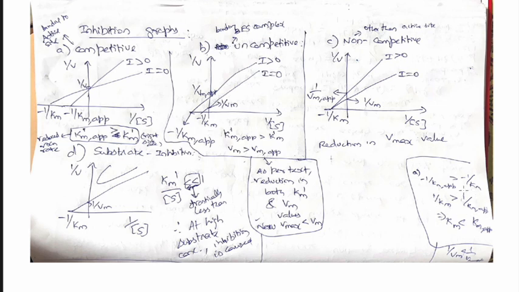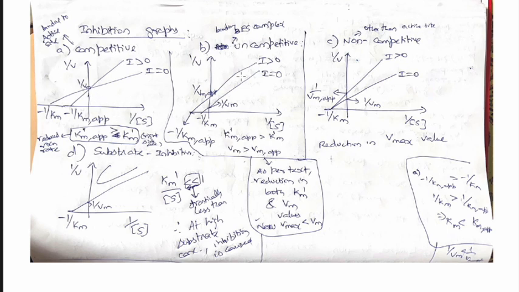So 1 by Km is greater than 1 by Km app, because for example minus 1 by 3 is greater than minus 1 by 2 means that positive 1 by 2 is less than positive 1 by 3. That is what is represented here. Which means when we take again the reciprocal, then Km will be less than Km app. That is, 1 by 2 will be greater than 1 by 3, but 2 will be less than 3. That's what is represented here.